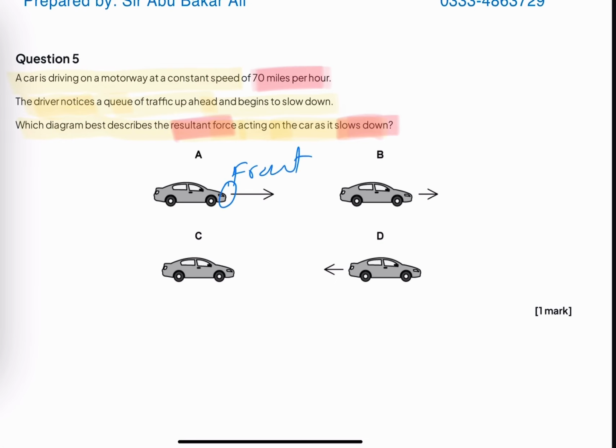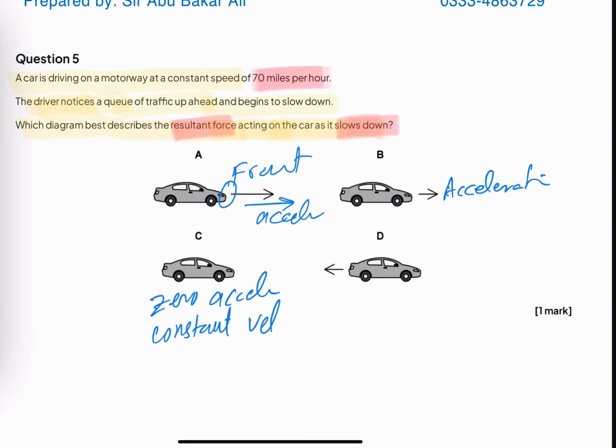Okay, so this is an accelerating case because the resultant force is forward. This is also an accelerating case because still the resultant force is in the rightward direction. C is a 0 acceleration case, it means constant velocity case. So this is also not the option. In this one, the front side of the car is at this point, and the resultant force is backwards, so it will slow down. So it's option D.